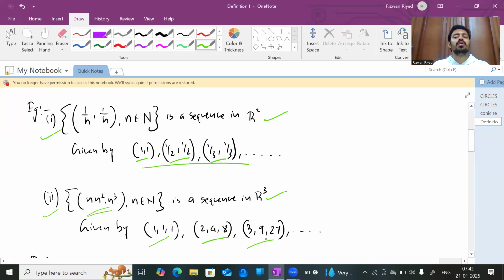Next is convergence of a sequence. Now we discussed sequences; we have an introduction about sequences. The next topic is convergence of a sequence. What is meant by convergence of a sequence? You can see the definition here.